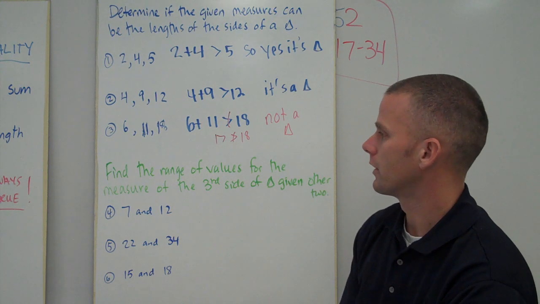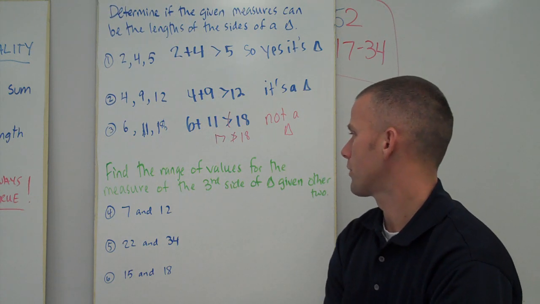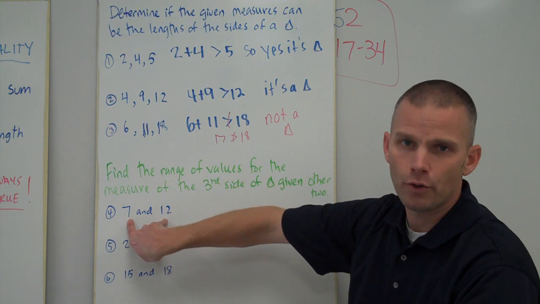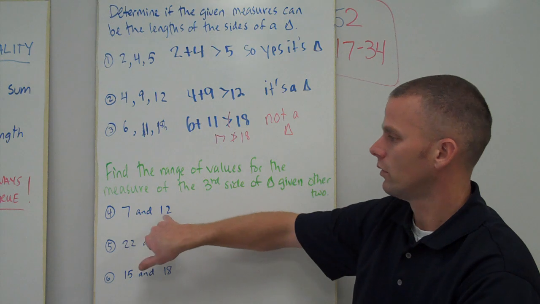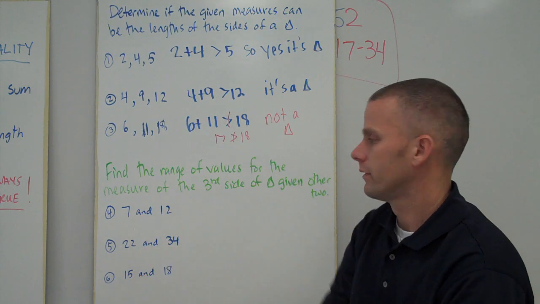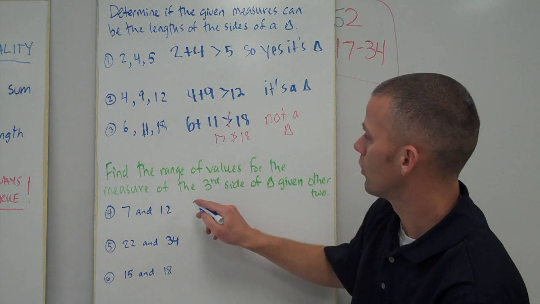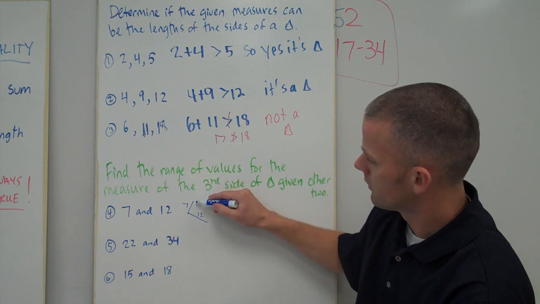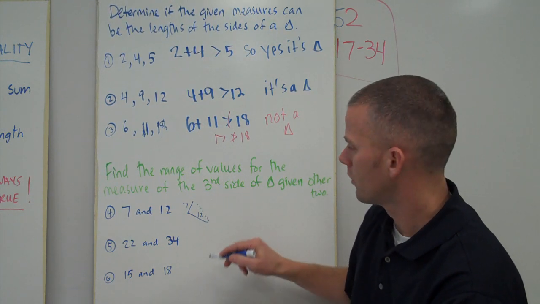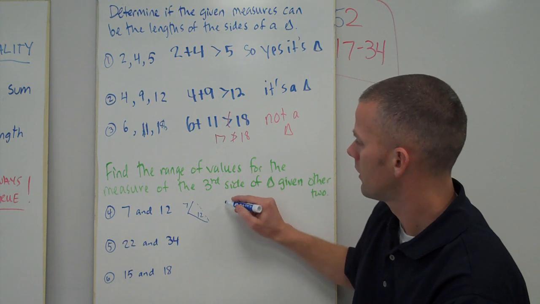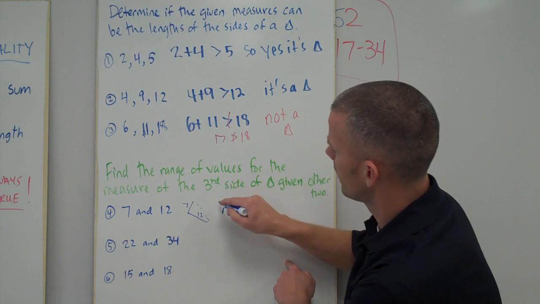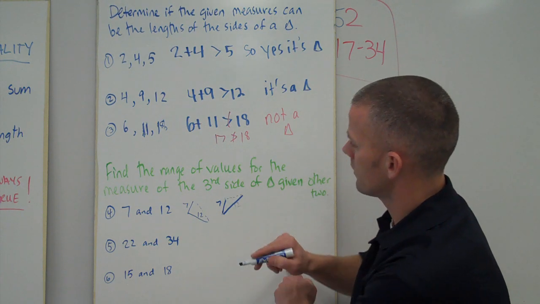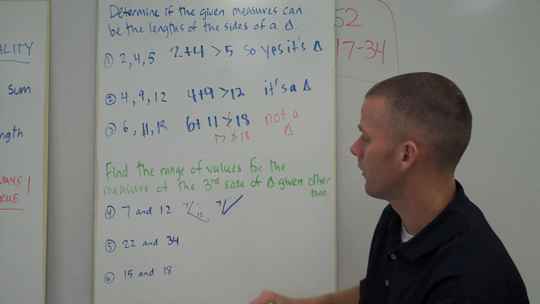So, our last three examples here. Find the range of values for the measure of the third side of the triangle given the other two. So here we're saying, hey, I know that I've got a triangle. One side has a length of 7. One side has a length of 12. So this segment could be much longer, or it could possibly be much shorter. This is 7. This is 12.